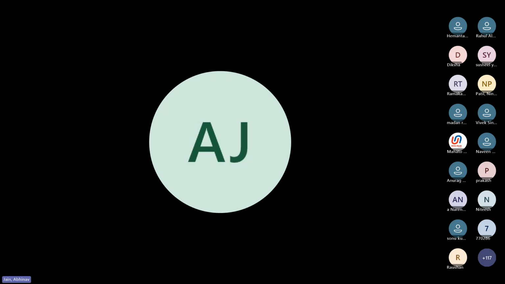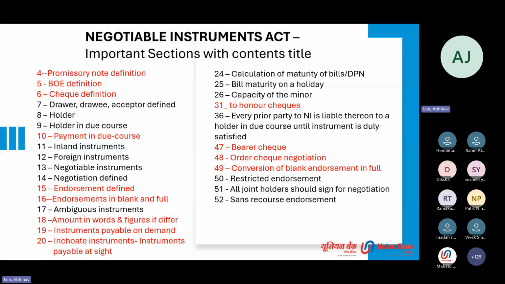Okay, so let us summarize the important sections of the NI Act. I'm again reiterating, so please make a proper note of it. Section 4 defines promissory note. Section 5 defines bill of exchange. Section 6 defines check. Section 7 talks about drawer, drawee, acceptor. Section 8 defines holder, and holder in due course is defined in section 9. Payment in due course is defined in section 10.